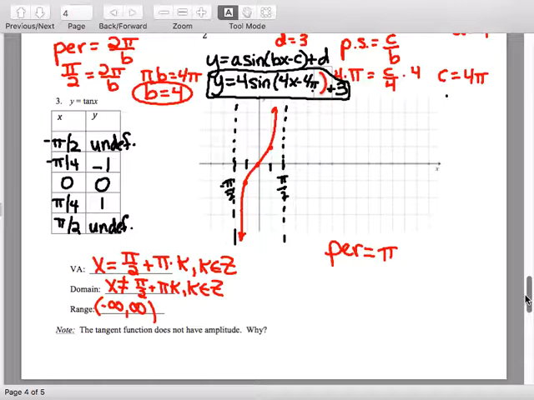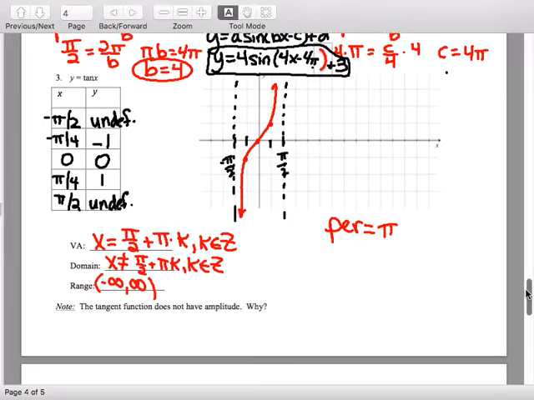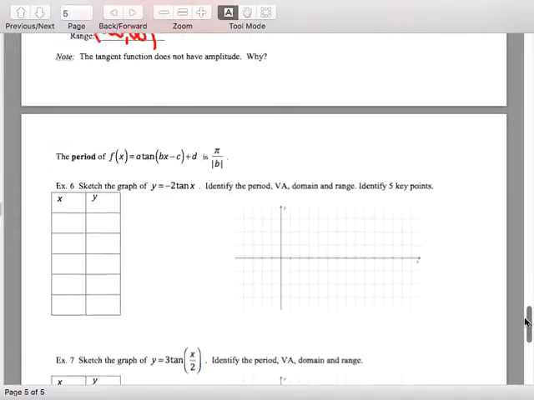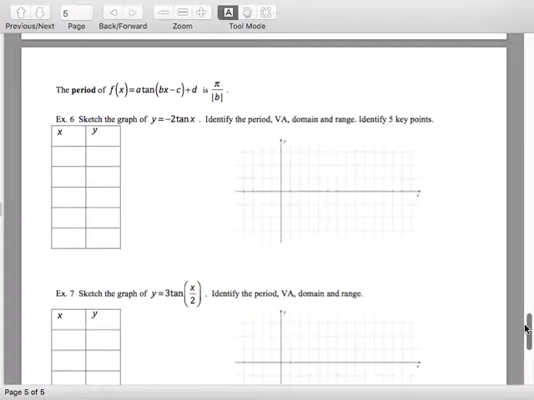Why is there no amplitude? Lilia? Exactly. If you remember from yesterday, our amplitude is half the distance from the maximum to the minimum. And since the tangent goes up to infinity and down to negative infinity, it's impossible to measure, okay? It does have an a value, but not an amplitude. All right, so in general, the period of f of x equals a tangent of the quantity bx minus c, plus d, is pi divided by the absolute value of b.